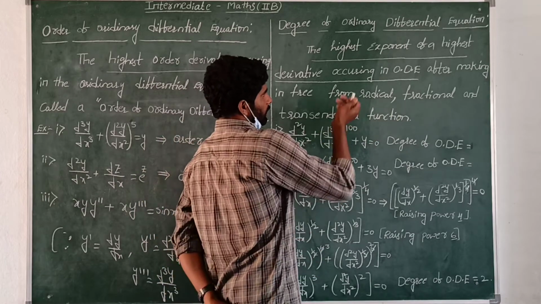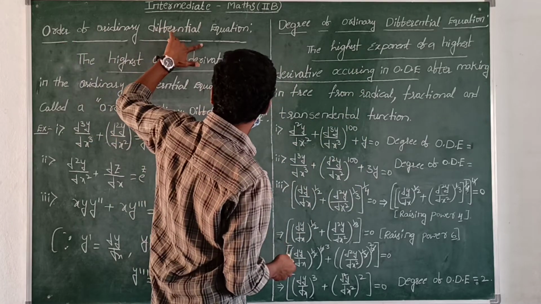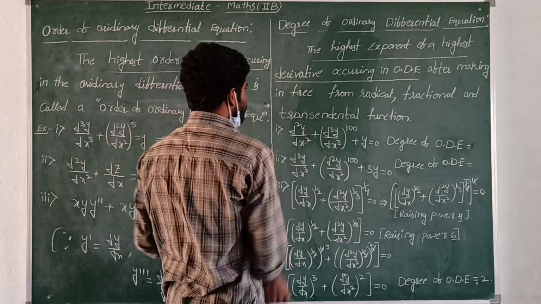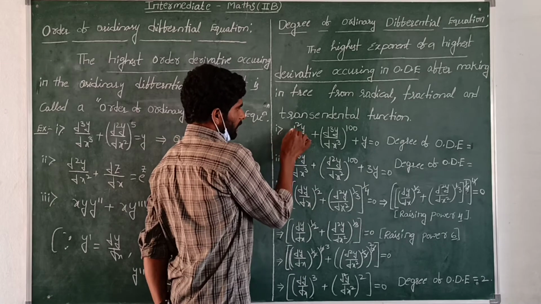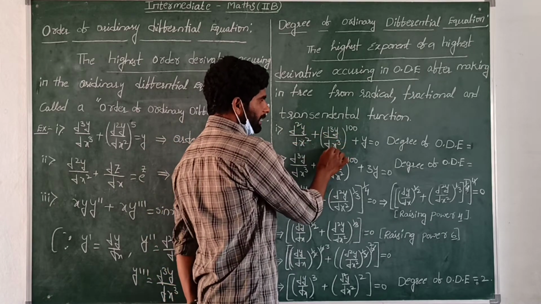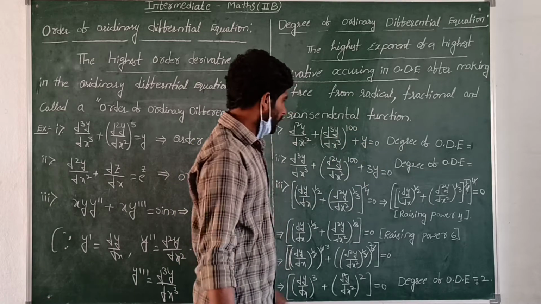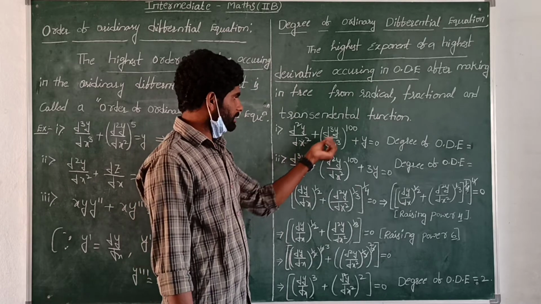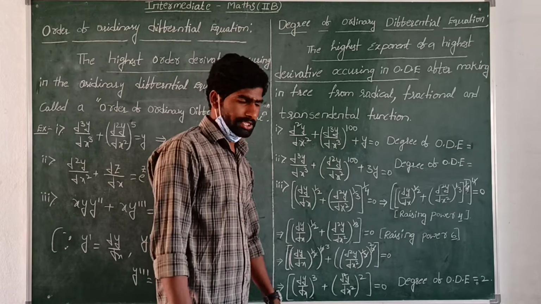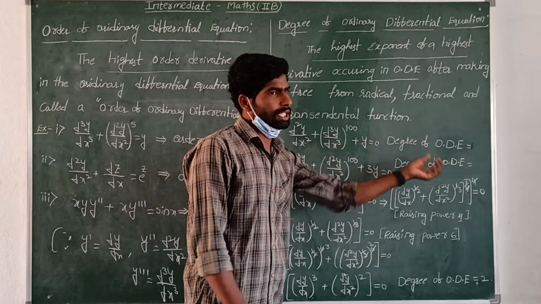We already discussed the order of an ordinary differential equation; the degree depends on this topic. See the first example: d square y by dx square plus d cube y by dx cube whole to the power 100 plus y equals 0. Here, the degree of the ordinary differential equation.